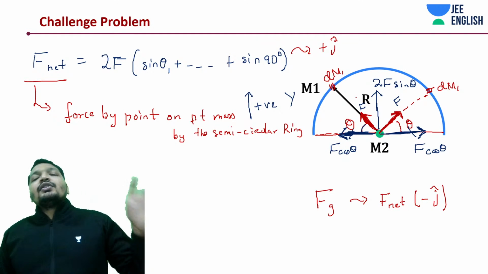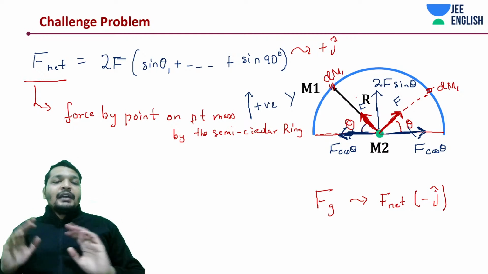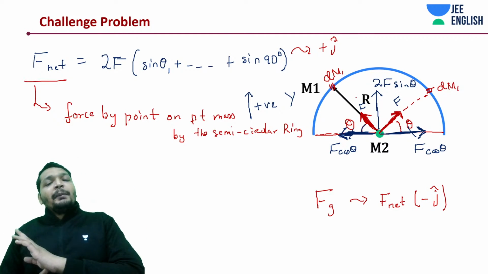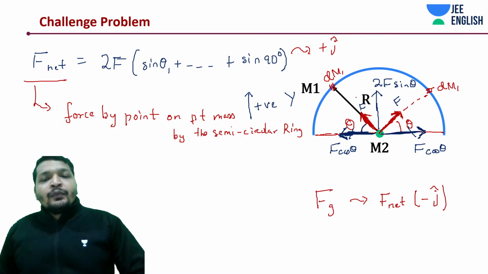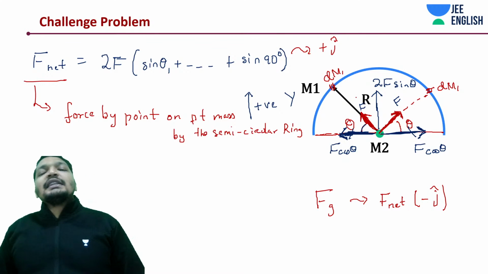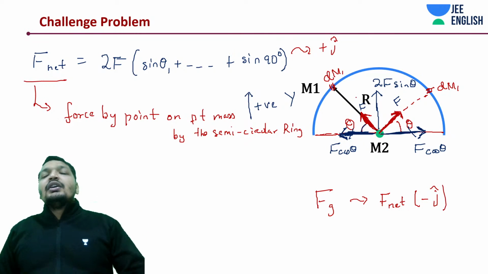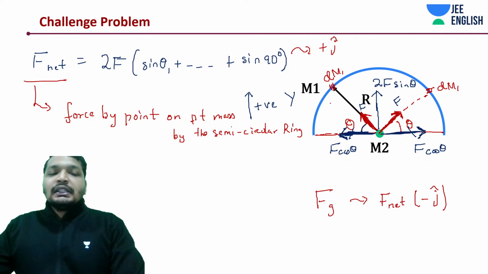This I said: due to the ring on the point mass, it is some F sine theta 1, F sine theta 2, up until 90 degrees or 180 degrees is added. That is going to be in the plus j cap direction. The opposite force is going to be experienced by that semicircular ring due to the point mass m. It's going to be minus. Okay, clear?